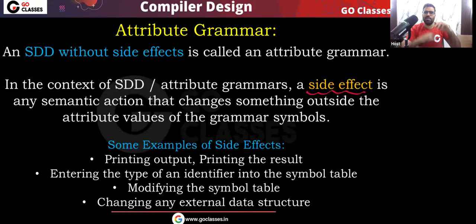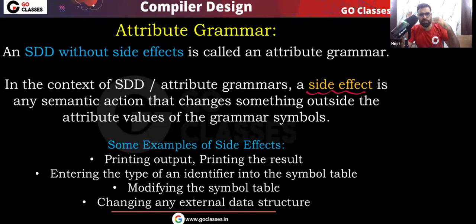Side effect simply means that if you change anything other than the attribute values, if you compute or do any changes outside the attribute values, if you do anything other than computing the attribute values, then that is called side effect. Is this point clear? Let me give you some examples.